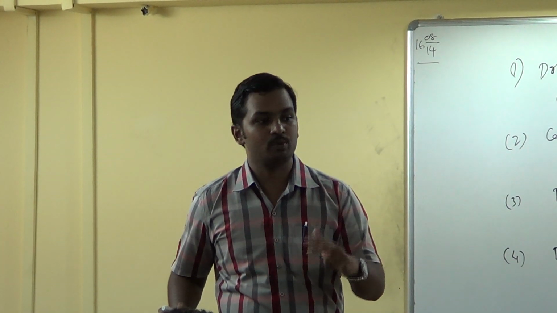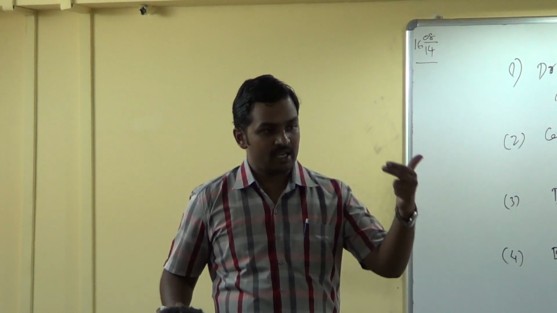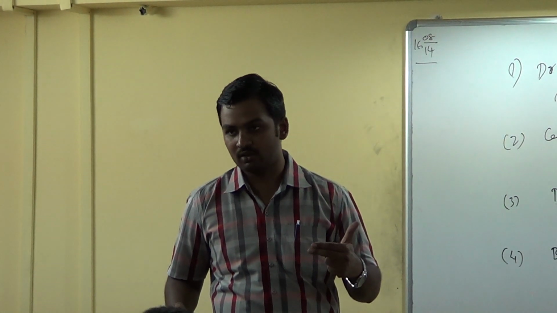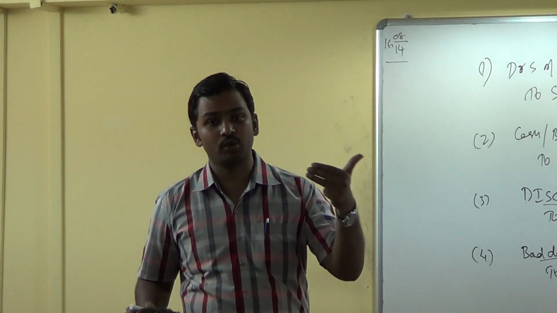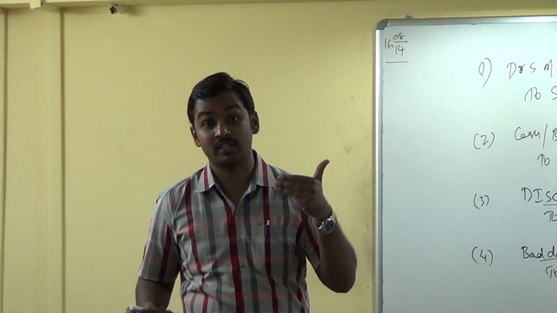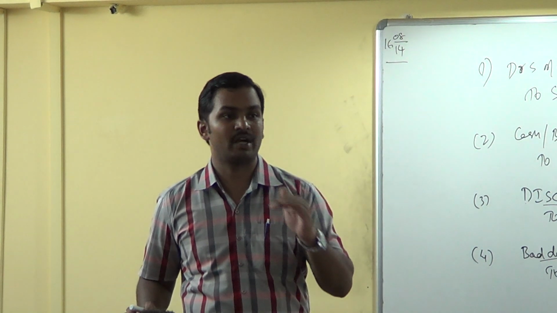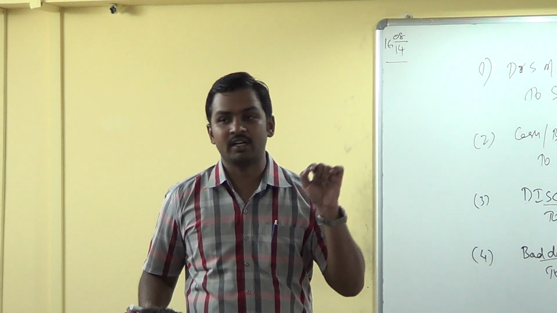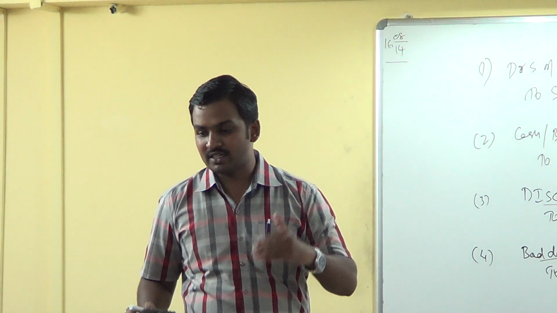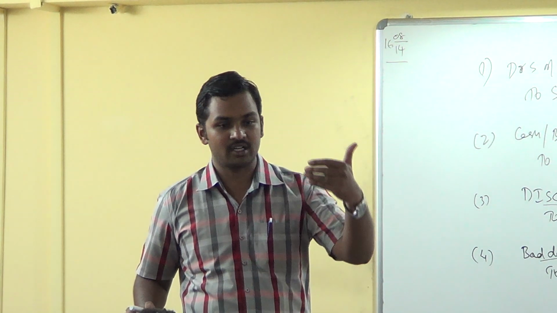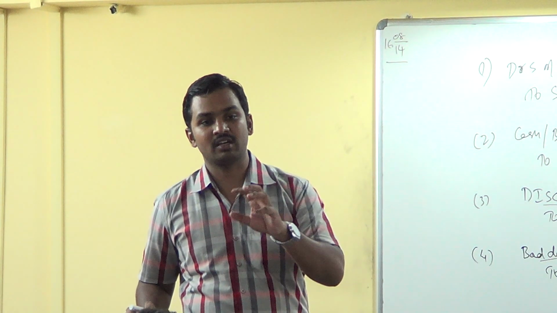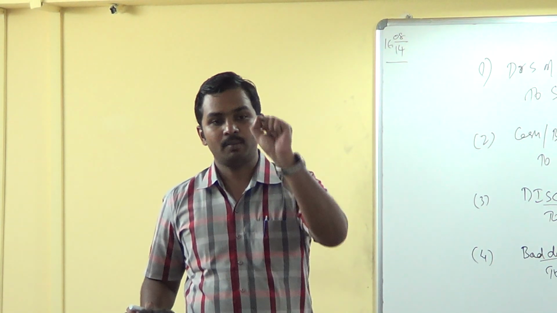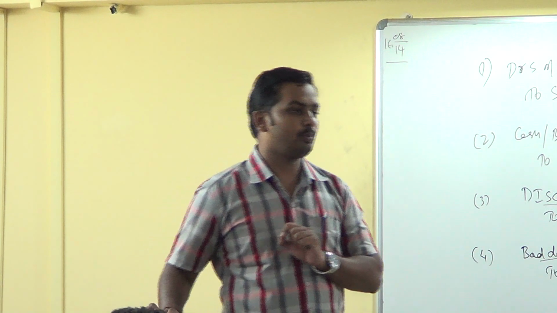What is the closing entry you pass to close discount allowed? Profit and loss account debtor to discount allowed account. What is the entry for bad debts? Bad debts account debtor to debtor's account. How do you close bad debts? When bad debts are recovered, what is the entry we pass? Cash account debtor to bad debts recovered account. How to close bad debts recovered? By passing a closing entry. Bad debts recovered account debtor to P&L account.